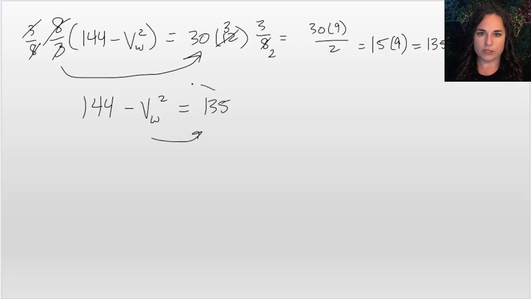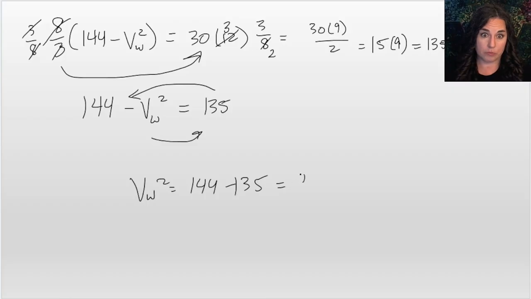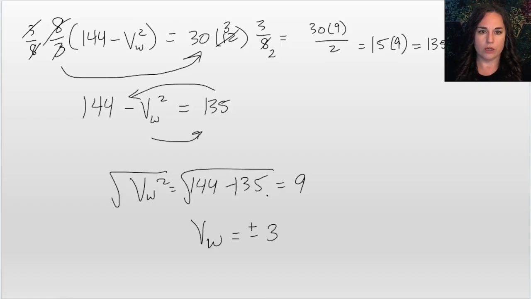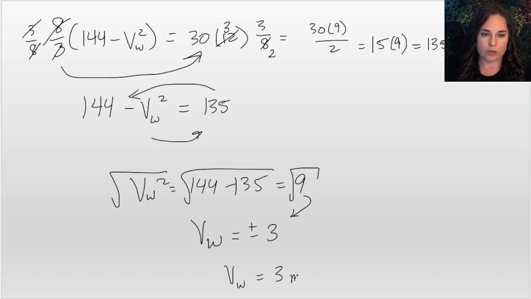I'm going to move this over to this side, this over to this side. VW squared equals 144 minus 135, which is 9. So the velocity of the water has to equal plus or minus 3, right? There's two solutions here. If I take a square root everywhere, I'd have to consider two solutions, especially if I'm graphing, right? When I look at that, I have a parabola and it's intersected at 2 points. But I know it's the velocity of the water, and I defined it to be positive, so I'm going to say that the velocity of the water is 3 miles per hour.